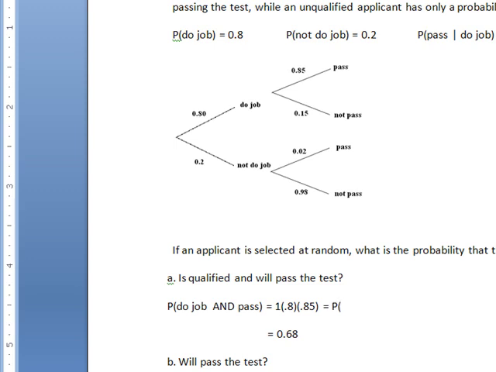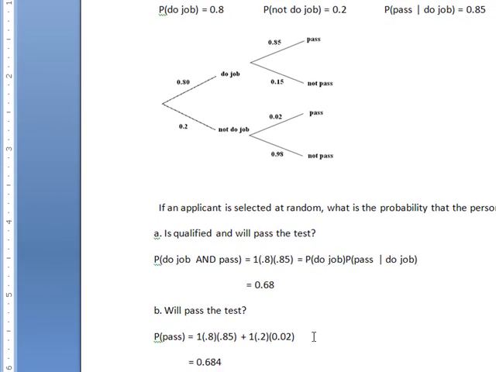According to the tree, what I needed to have was the probability of do job times the probability of pass given do job. That's what it took to do this one. And there's a product. But the second part of this product has to be conditional. Conditional on what? Conditional on the first factor.